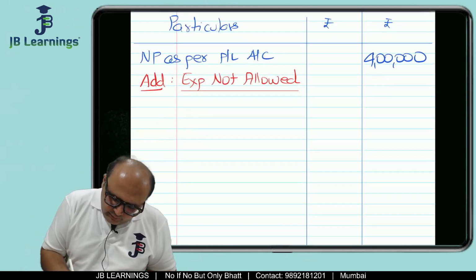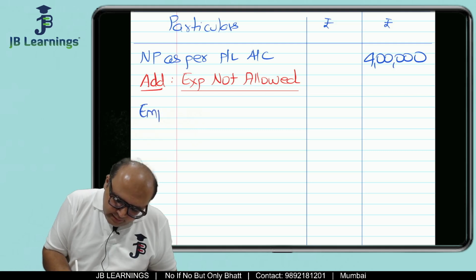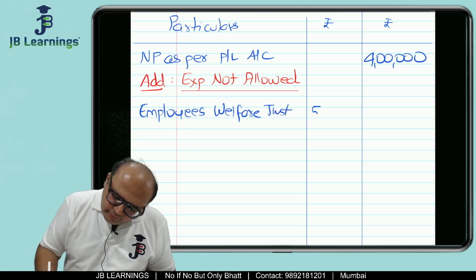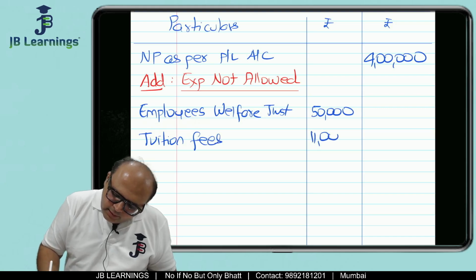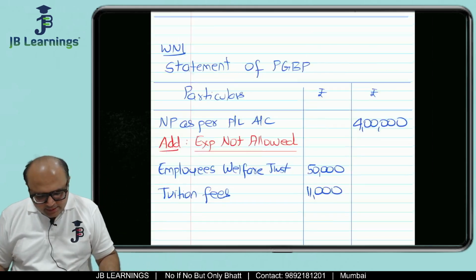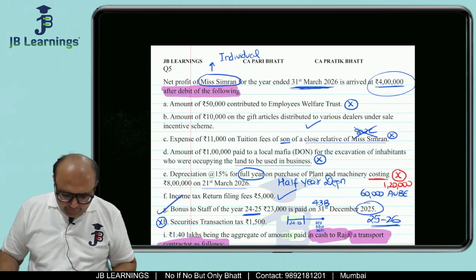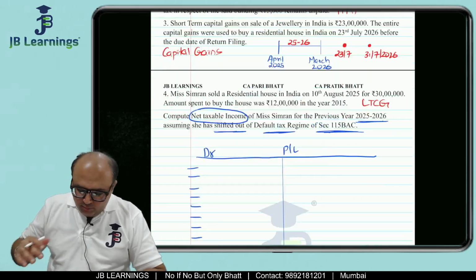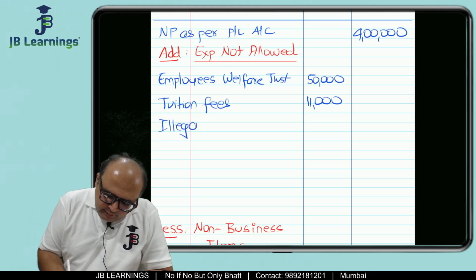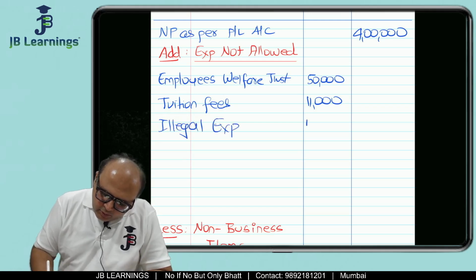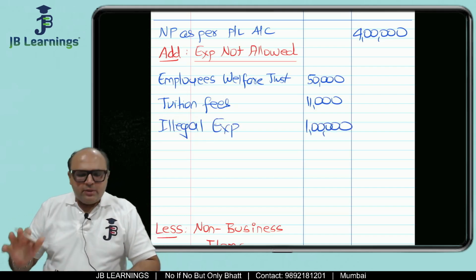Employees welfare trust is rupees 50,000, and tuition fees, but this is not tuition fees for your own son. Even if it is for own son, it is not a business expenditure, but it is for some relative's son, 11,000. Then amount of 1 lakh paid to a mafia. So illegal expense. If it is an illegal expense, amount paid to mafia, this is not allowed as a reduction.